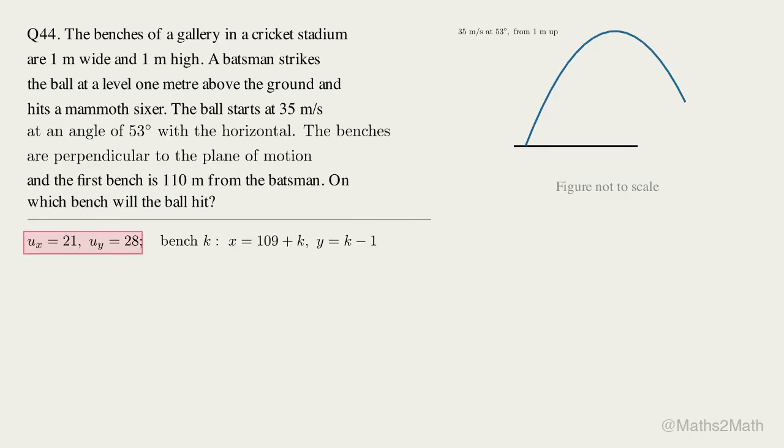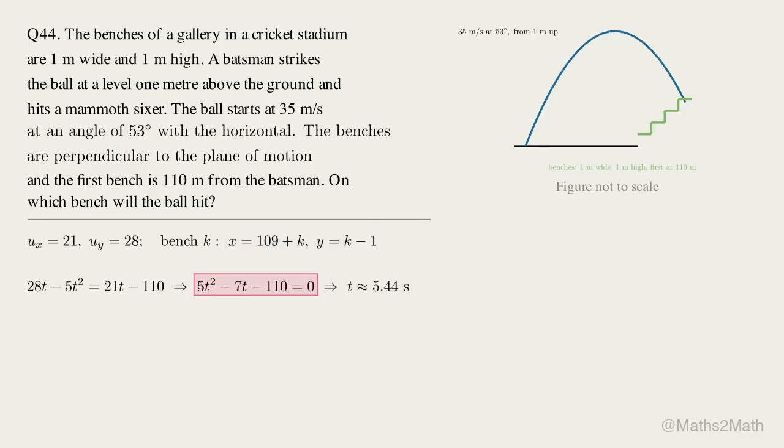Components: 35 cosine 53 is 21, 35 sine 53 is 28. Bench k's floor is at height k minus 1 above the strike level, at distance 109 plus k. With x equal 21t and y equal 28t minus 5t squared, eliminating k gives 5t squared minus 7t minus 110 equals 0. So t is about 5.44 seconds.